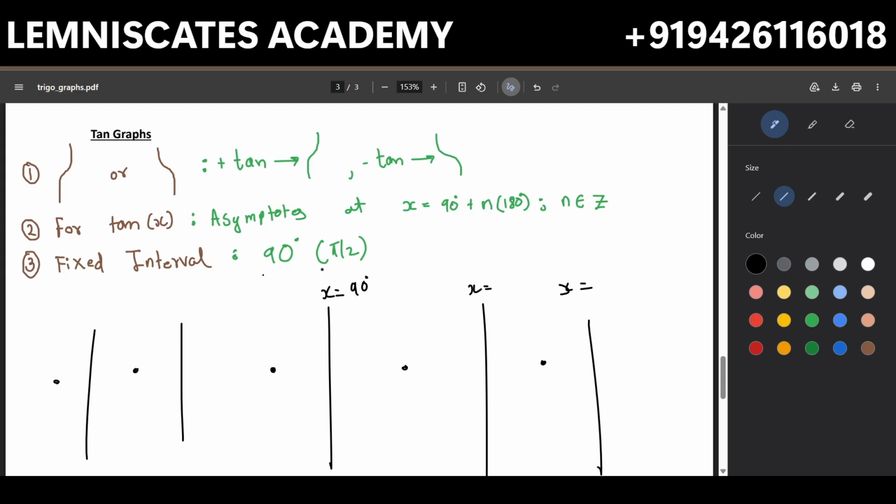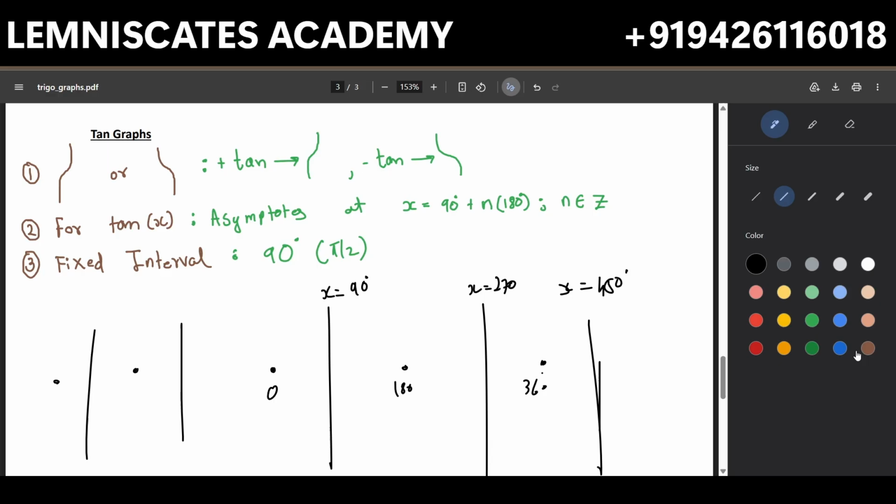In simple words, the fixed interval of 90 degrees just means this only. After 90, 180 is 0. After 180, if you do plus 90, that is 270. That is an asymptote. Then 360, 0. Then add plus 90 degrees, I think it is 450 degrees. That is an asymptote. So after every 90 degrees, you will see this kind of pattern. Y is 0, then there is an asymptote. Y is 0, then there is an asymptote.